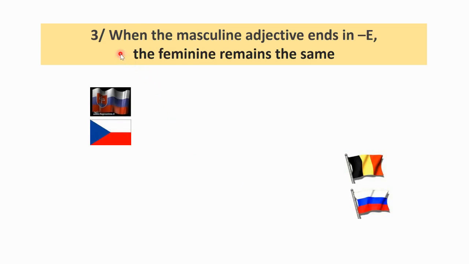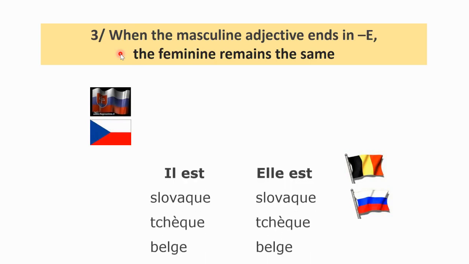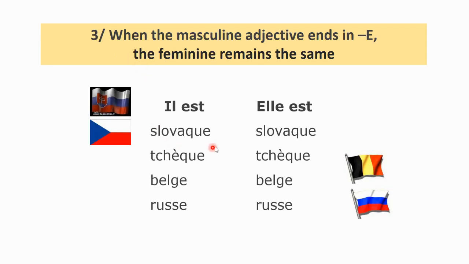The third rule. When the masculine adjective ends in e, the feminine remains the same. So you do not change it. Example. Il est slovaque. Elle est slovaque. They are similar. Il est tchèque, elle est tchèque. Il est belge, elle est belge. Il est russe, elle est russe. The pronunciation is identical.